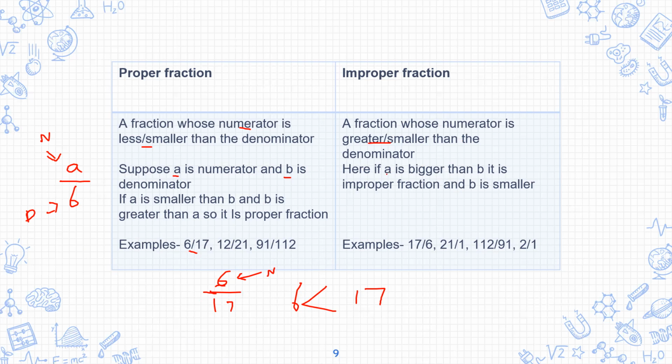Here, if a is bigger than b, suppose a is the numerator and b is the denominator, if a is greater than b, then it is considered to be an improper fraction. This is just the opposite of a proper fraction. Improper is completely opposite of it.